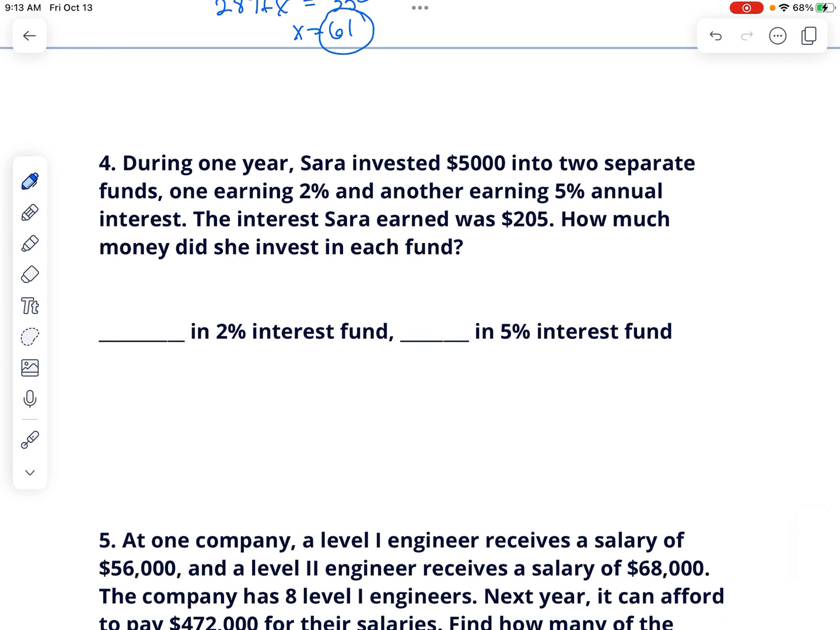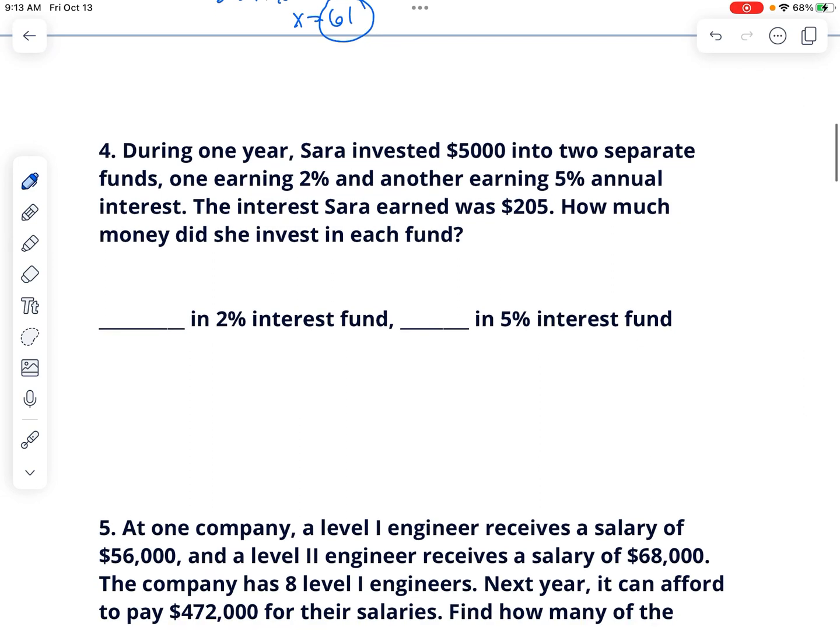Okay, so the next one, this is a system of 2 equations because we'll have 2 unknowns. So let's read to see what's going on. During 1 year, Sarah invested $5,000 in 2 separate funds, one earning 2% and the other earning 5% annual interest. The interest Sarah earned was $205. How much money did she invest in each fund? So really, this kind of goes with 2 goals: one of setting up equations and the other of solving this.